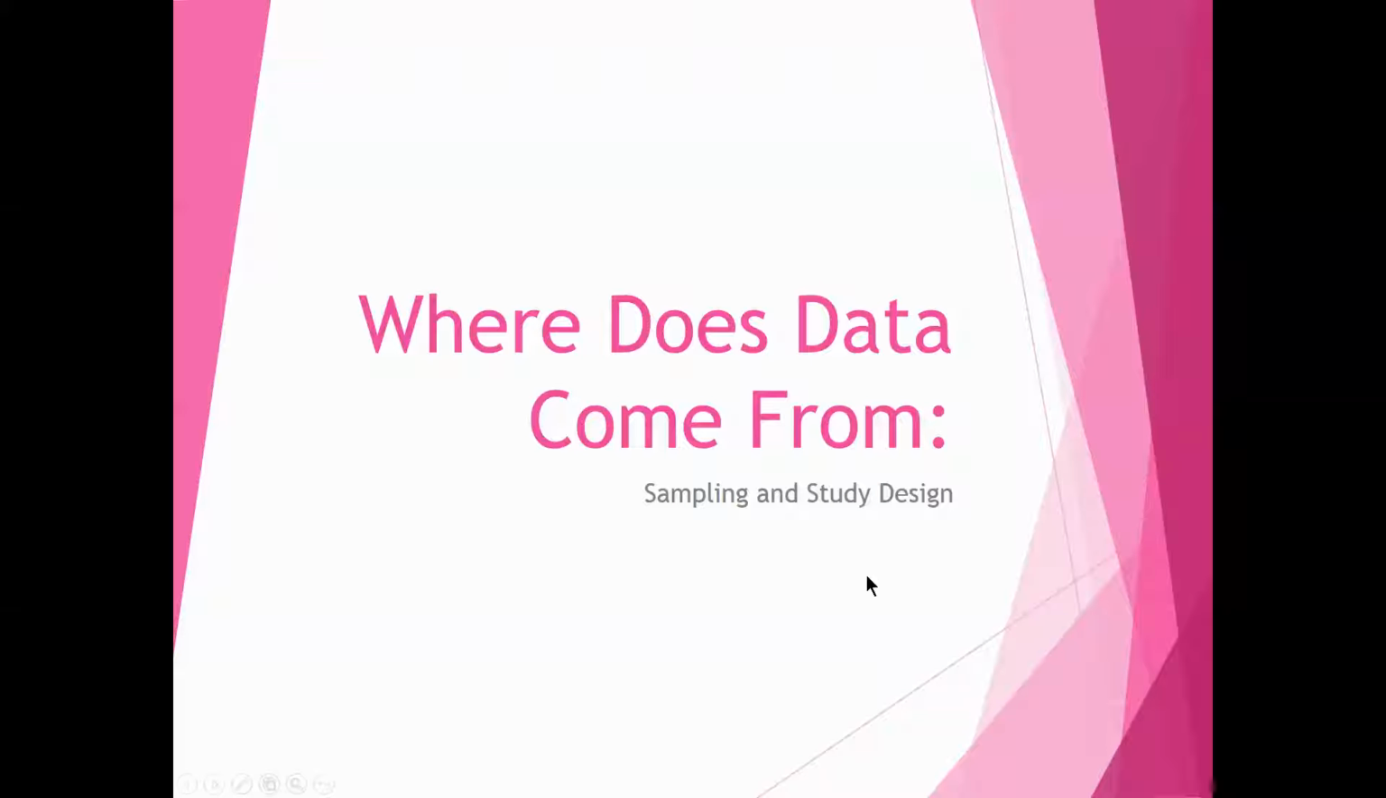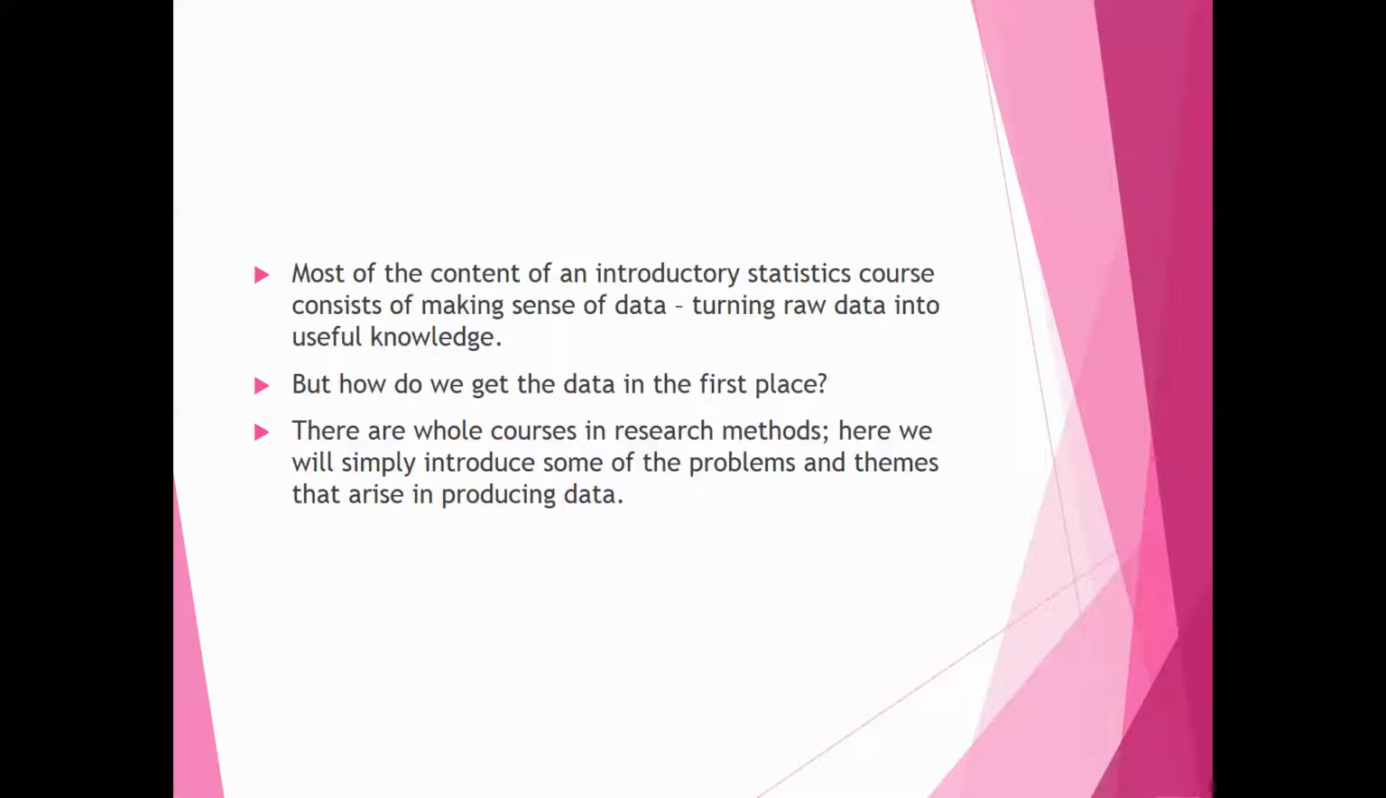Okay, we're going to talk a little bit about where data comes from, sampling and study design. So most of what we do in this course consists of analyzing data that we're just given, getting data to tell us the story. But how do we get the data in the first place? There are whole courses in research methods and study design, but we're just going to introduce a few of the most basics of the subject to talk about in an intro statistics course.